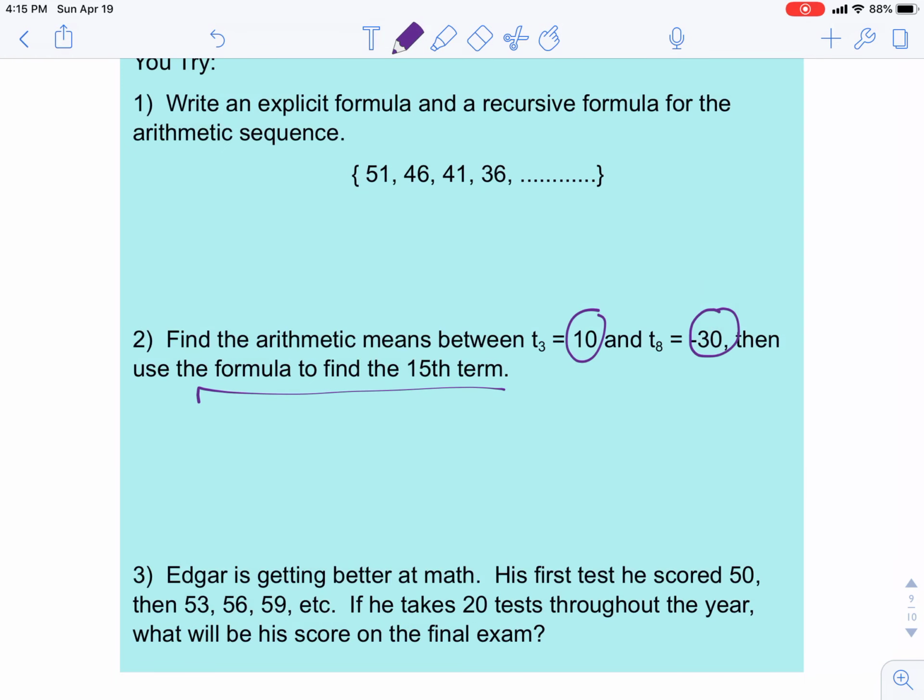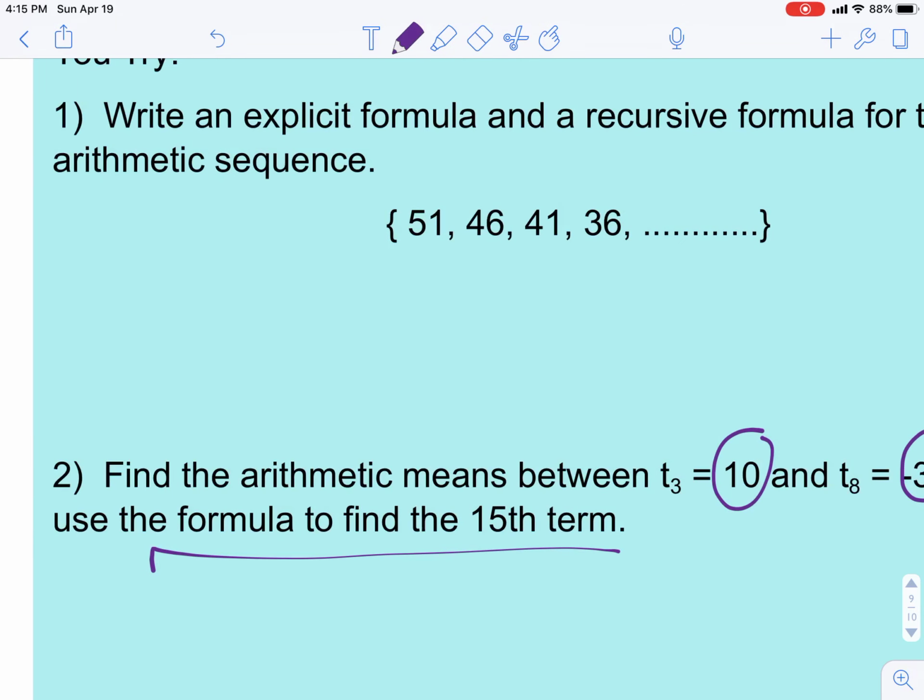You guys try out numbers 1, 2, and 3, and then I will give you the answers. All right, so write the explicit formula and the recursive.